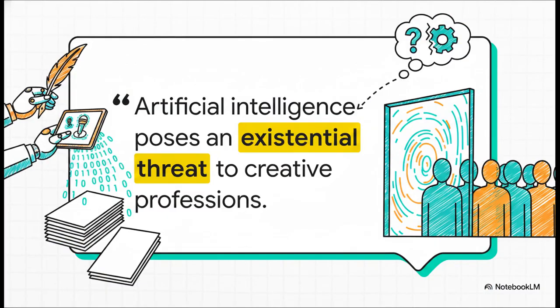But on the other side of that huge number is a deep, profound question about the future of work. This quote from the Hollywood labor strikes back in 2023 really captures that widespread fear. When an AI can write a script, or generate art, or create a voice, it forces us to ask a tough question. What does this mean for the people who do that for a living?